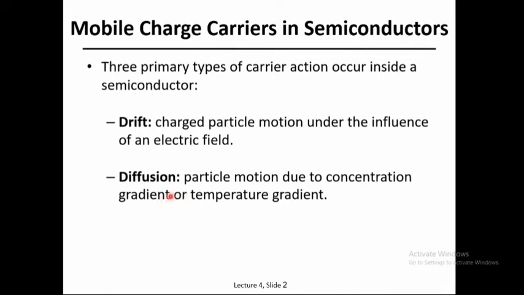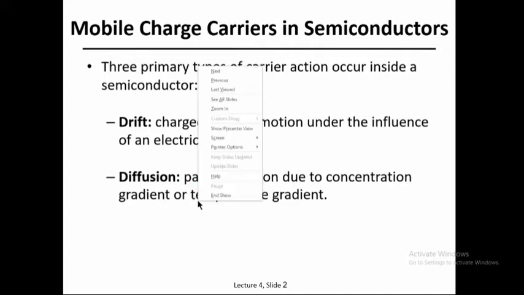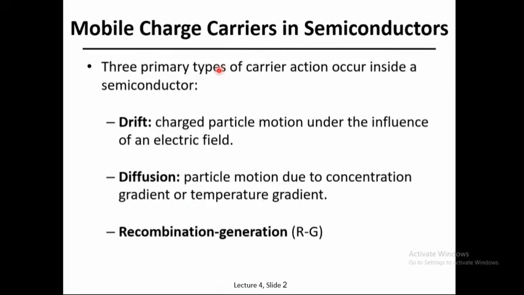So we will be working with diffusion under the rate like dN by dx or dN by dt, where N stands for the concentration, so you will find the rate. And then the recombination generation rate as well.